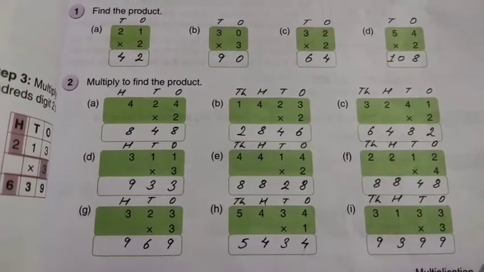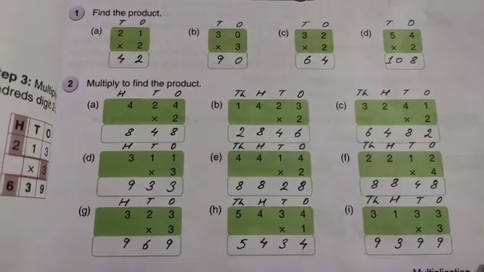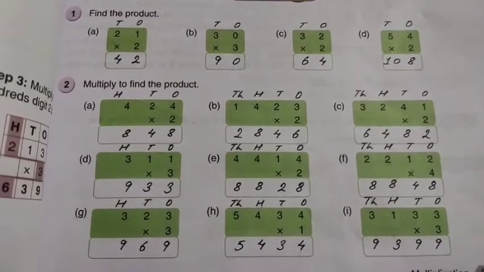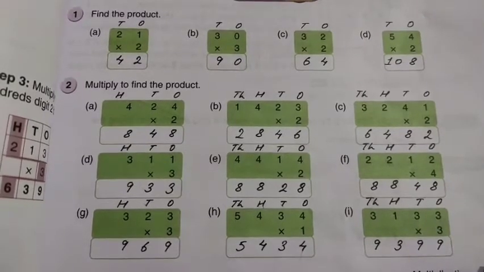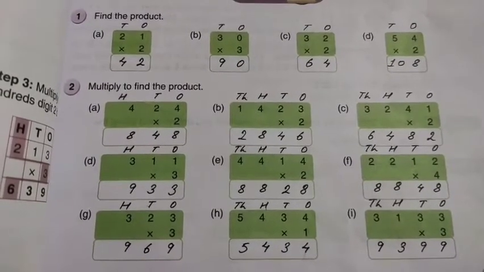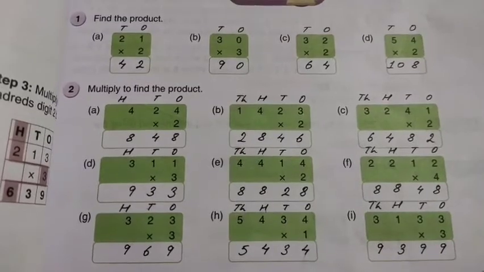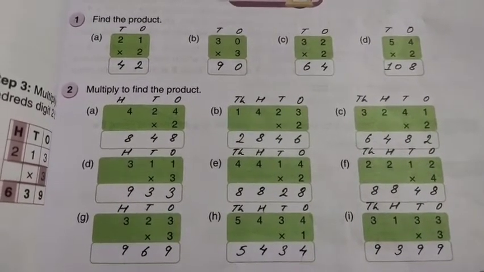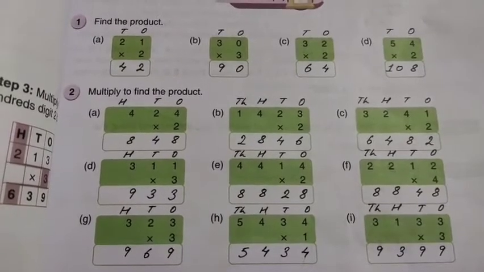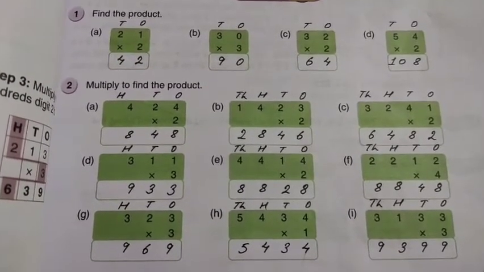5434 multiplied by 1. It's a very easy one. Let's start with the ones place, children. 1 four is 4. 1 three is 3. 1 four is 4. 1 five is 5. So 5434 will be your answer. Last one, I.